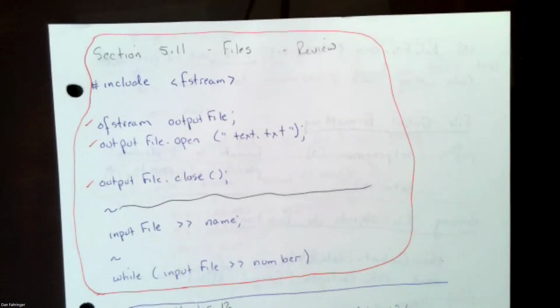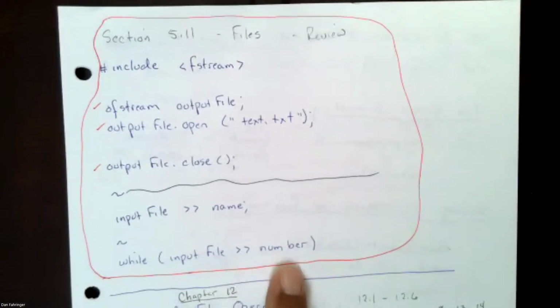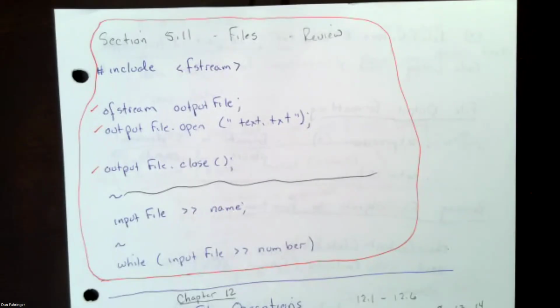But something was nice: input name while input file, I could read in numbers and it would keep going until it found that end of file marker. Okay, so you had that in chapter 5, and saw that again in the videos.